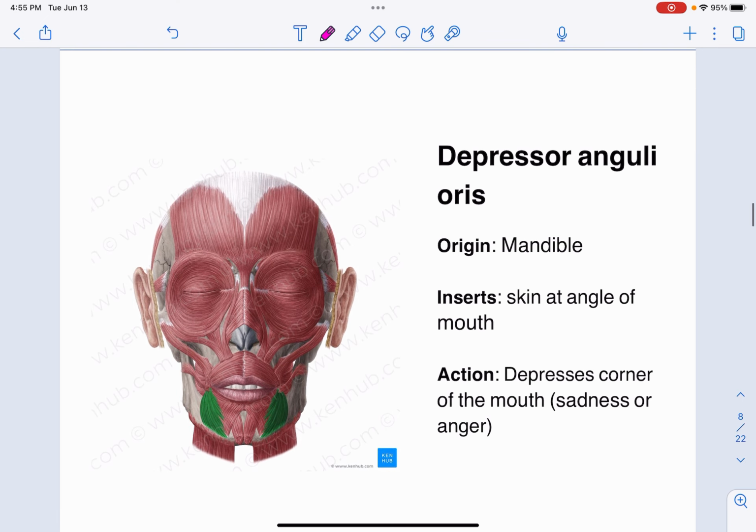Here is another depressor. This one is a depressor. It's on an angle, so it's anguli oris, which is the mouth. It originates here on the mandible, inserts at the skin at an angle at the mouth, so at the corners here, and it is going to pull down. It's going to depress the corners of the mouth. And this would be if you were sad or angry. I don't know what happened to my spelling there. Oh, I guess sadness or anger. That works, actually.